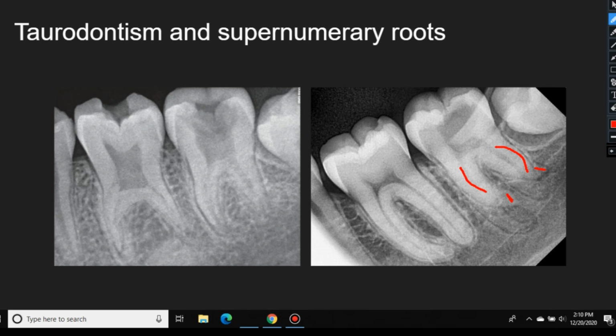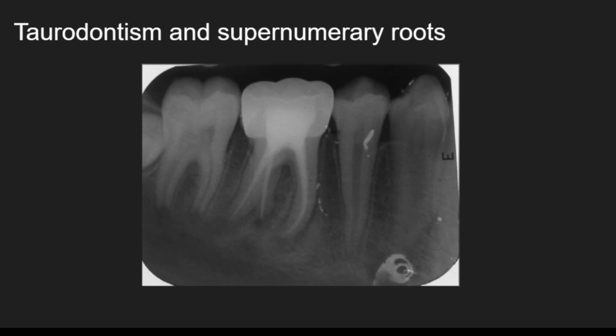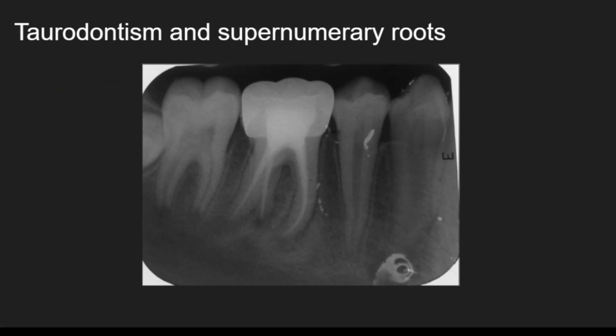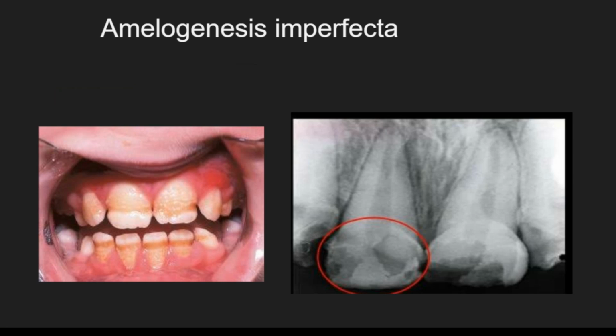To help you get a better visual of the supernumerary root, we have this image here. So we've got a tooth that has been endodontically treated and has that extra root. The next thing we have is a condition called amelogenesis imperfecta.